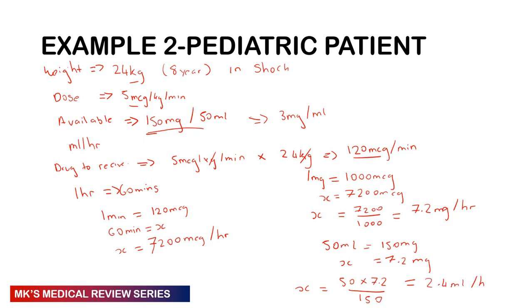And this is the order that you're going to be giving the nurse: take 150 milligrams of dopamine added to 50 mils of normal saline or Ringer's lactate or D5 or DNS. Then after that, let it run at 2.4 mils per hour. I really hope this actually makes a lot of sense.